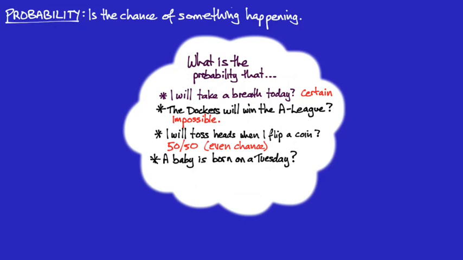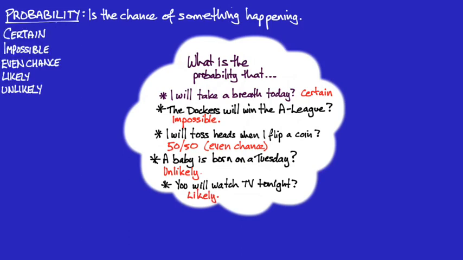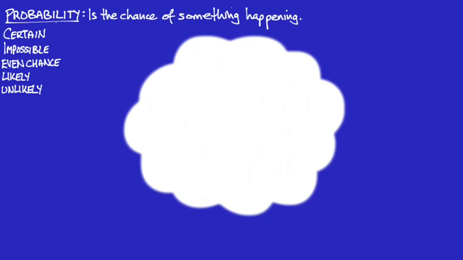The probability of a baby being born on a Tuesday, well, there's 6 other days in the week it could have been born on, so it's not impossible, but it is unlikely. And the probability of you watching TV tonight, for most of us, that would be likely. So there's an example of us using words: certain, impossible, even chance, likely and unlikely, to describe the chance of something happening. We can also use numbers to calculate probability.